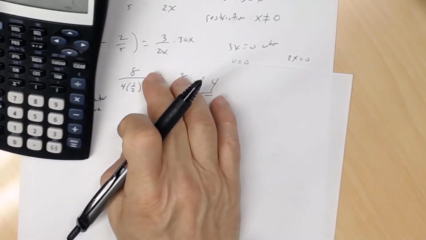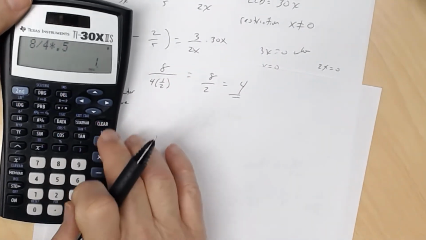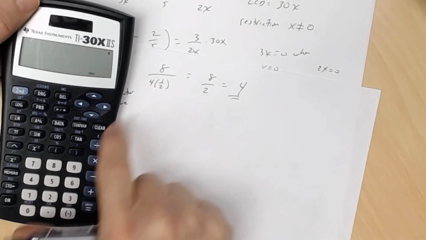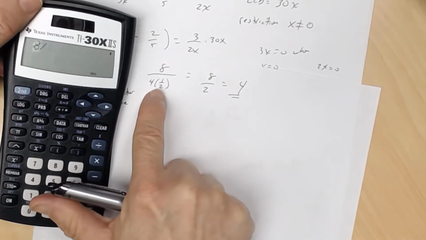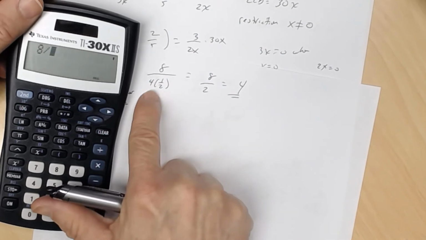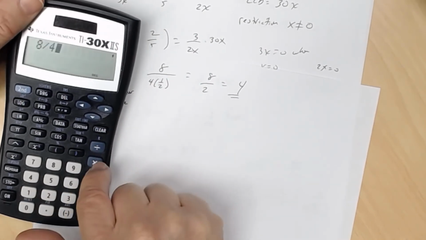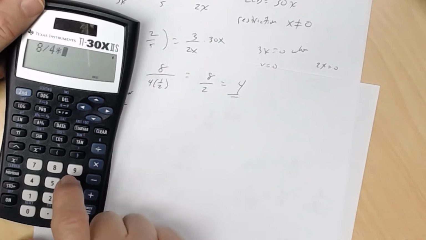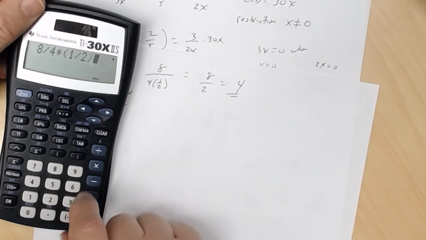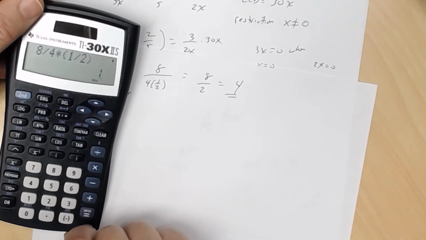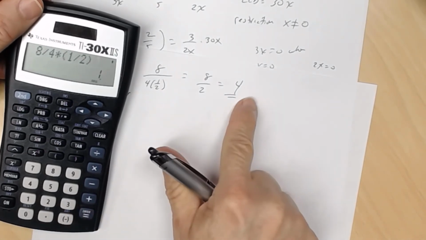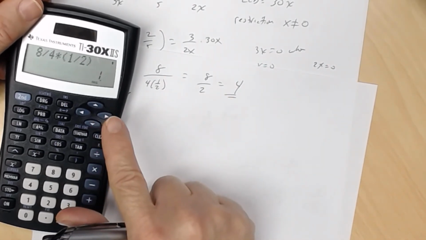So this is what some of you are going to say. Some of you are going to say, all right, I have 8 divided by, and then basically you just type in what you see. So 8 divided by 4 times, in parentheses, 1 divided by 2, or you could have said 0.5. You get 1. So something's wrong, because the answer is supposed to be a 4, but we get a 1.